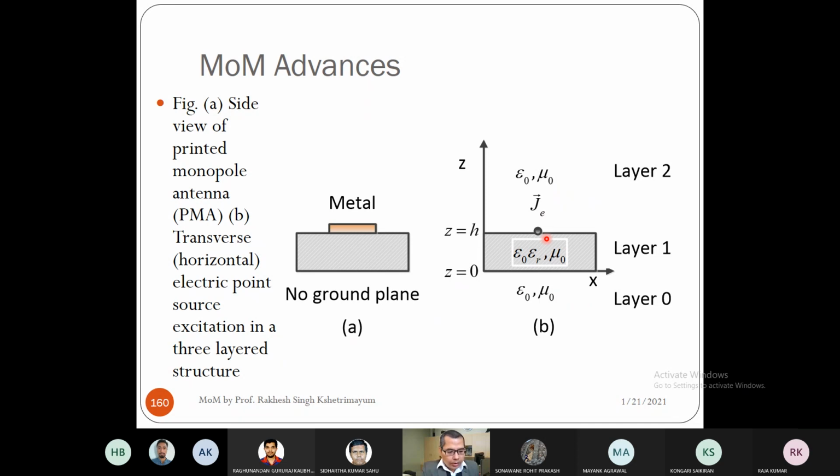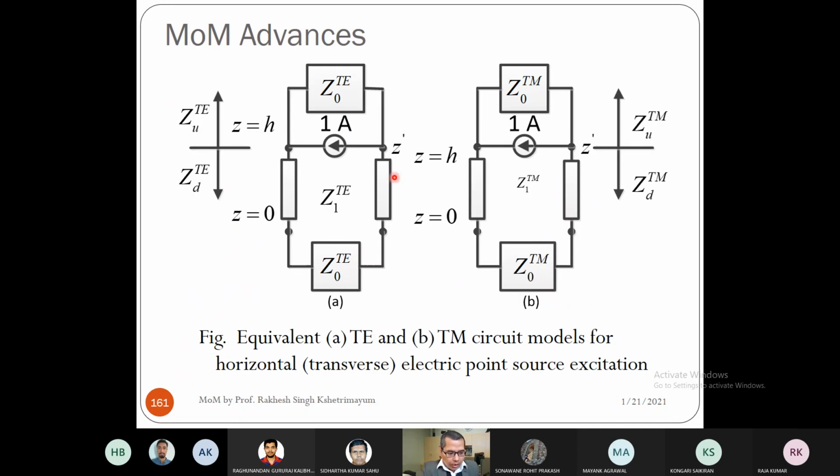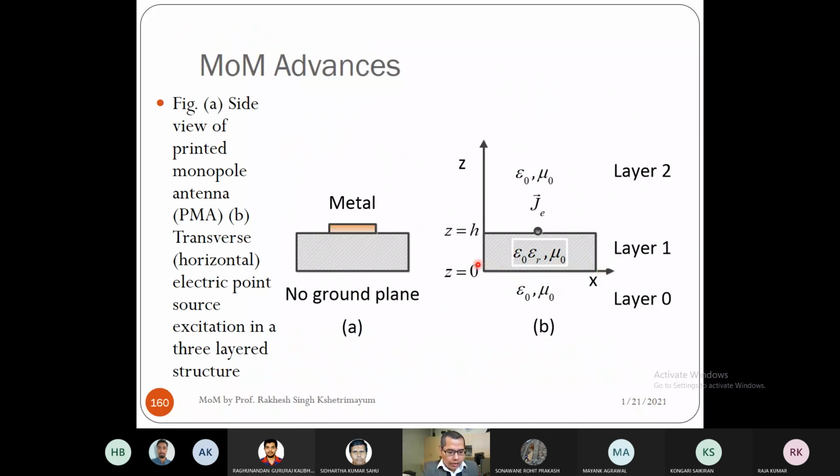So let us look at the equivalent circuit here. I have a source here at z equal to 0. Let's assume that this is z equal to 0. z equal to d is this, where d is the thickness of the substrate. So this is z equal to 0 and this is at a thickness of z equal to d. I have a substrate, then I'm printing a metal here.